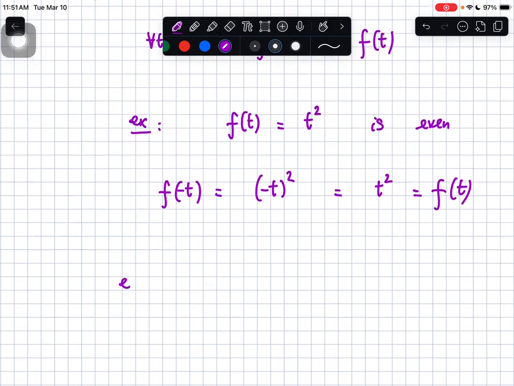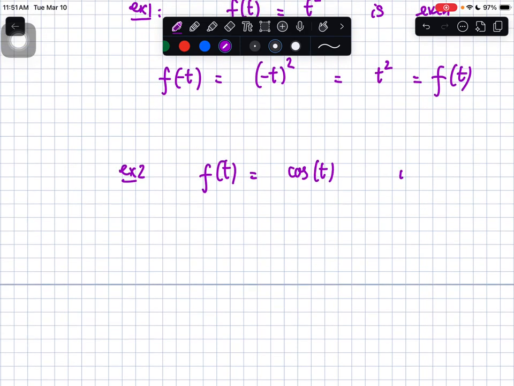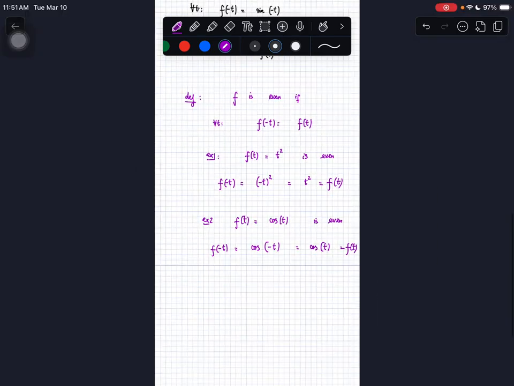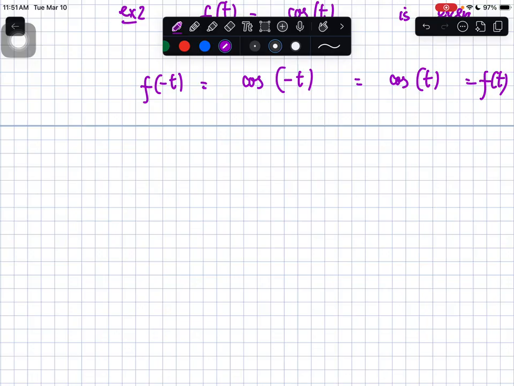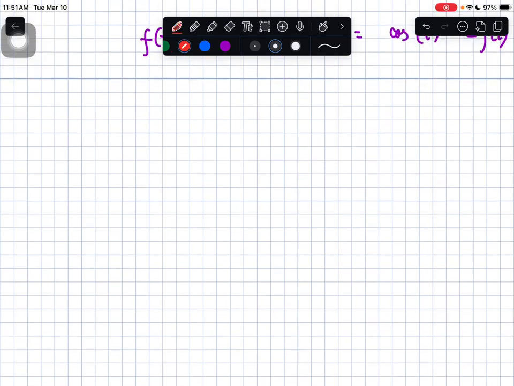Here is another example. f of t is cosine of t. So this one is also even. f of minus t is cosine of minus t. Cosine of minus t is cosine of t, which is f(t). So we have the definition of odd and even function. Some properties we should know. Properties.